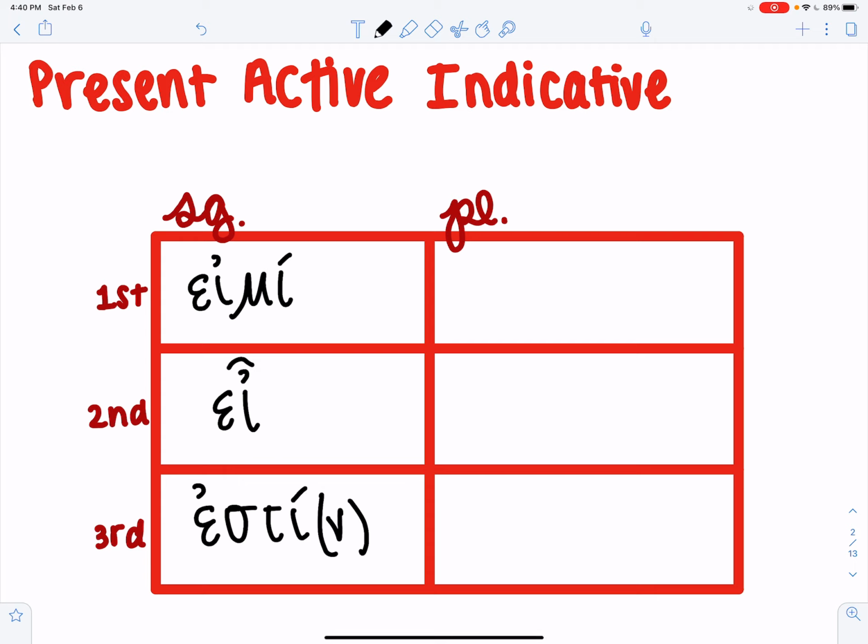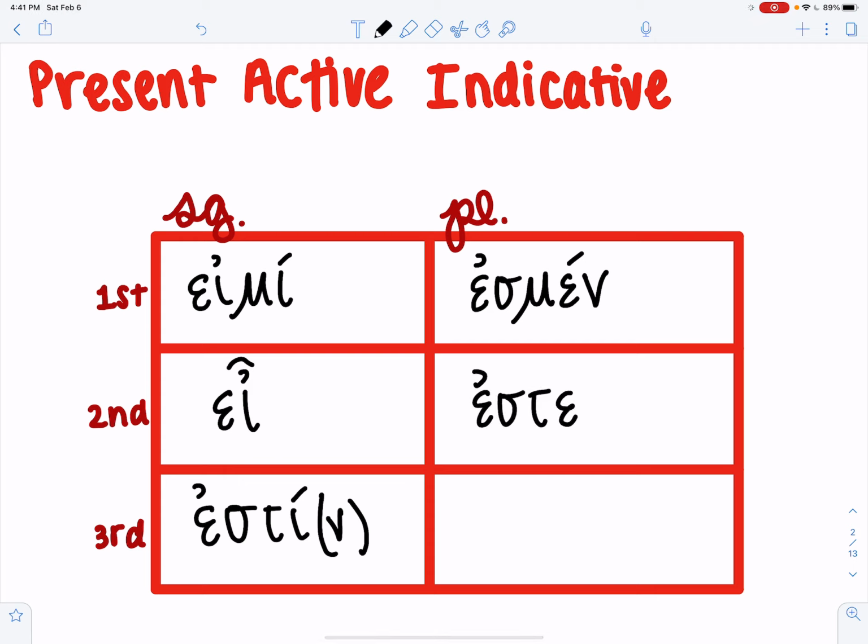So you have smooth breathing again because it's esti, not hesti, and then an acute on your final iota. And then in the first person plural, esmen, epsilon, sigma, mu, epsilon, nu, smooth breathing, accent on the second epsilon. In the second person plural, este, epsilon, sigma, tau, epsilon, smooth breathing, and accent on the final epsilon.